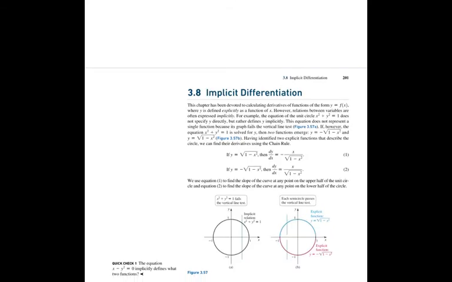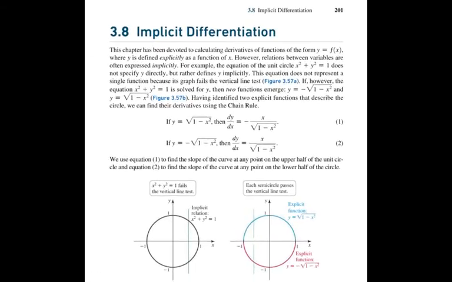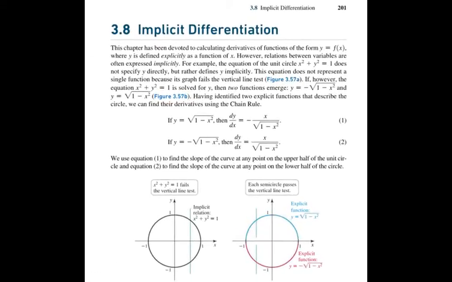So today I'd like to continue chapter 3 and introduce this notion of what we call implicit differentiation. This chapter has been devoted to calculating derivatives of the function y equals f of x, where y is defined explicitly as a function of x, so we have y entirely in terms of x. However, relations between variables are often expressed implicitly. For example, the equation of the unit circle, x squared plus y squared equals 1, does not specify y directly, but rather defines y implicitly.